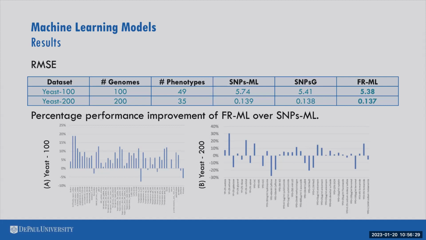And then this is, again, looking at the percent performance improvement using FRML over SNPs ML. In this case, we see most of them show performance getting better. But here we see quite a bit that are actually going in the downward direction. So we just got these results, and we are trying to understand a little bit more on why it is not statistically significant and why we get these different results with different data sets.